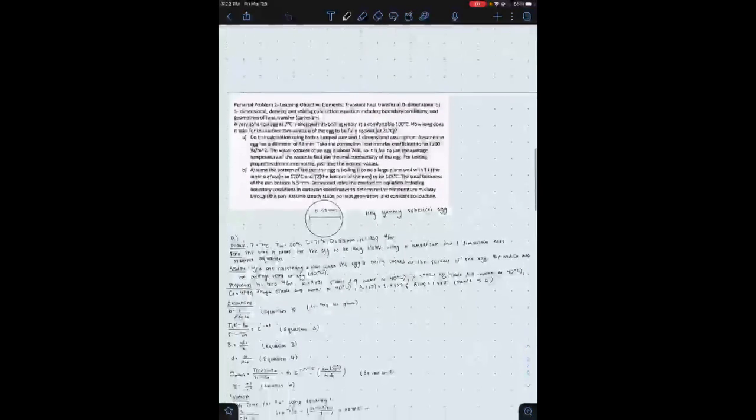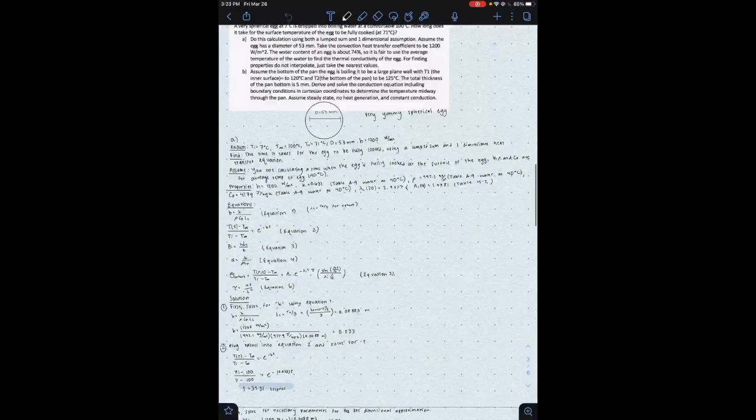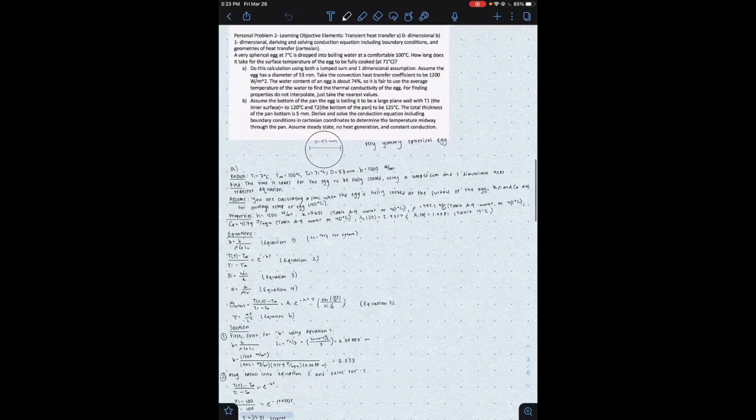The second problem was a bit more in-depth. The learning objectives here were transient heat transfer in 0-dimensional and 1-dimensional, as well as deriving and solving conduction equations, including boundary conditions and the Cartesian geometry of heat transfer. So in the first part, you had to find the time it takes for the egg to be fully cooked at the surface using a lumped and 1-dimensional heat transfer equation. In this first part, that is where the 0-dimensional and 1-dimensional transient heat transfer learning objectives came in.